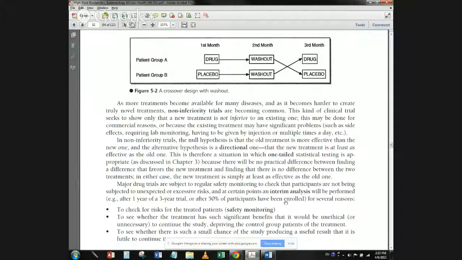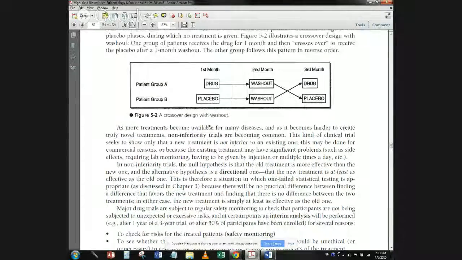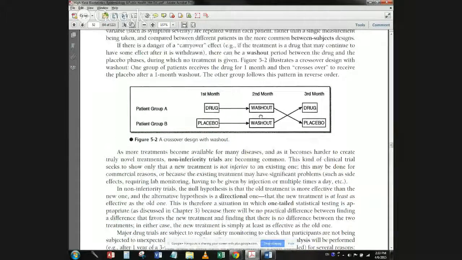So here's the picture of a crossover design with washout, where you have two groups, and the first month, group A gets the drug and the other one gets the placebo. Second month, you have the washout period, and then you just flip the groups over. Group B will get the drug, and Group A will get the placebo.